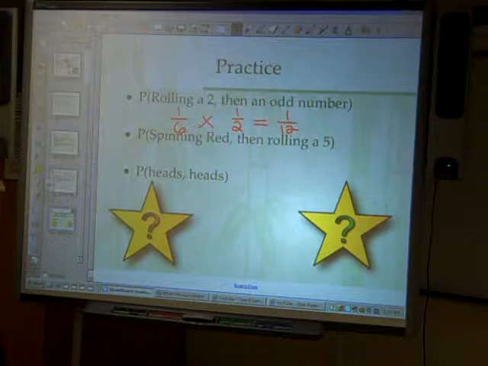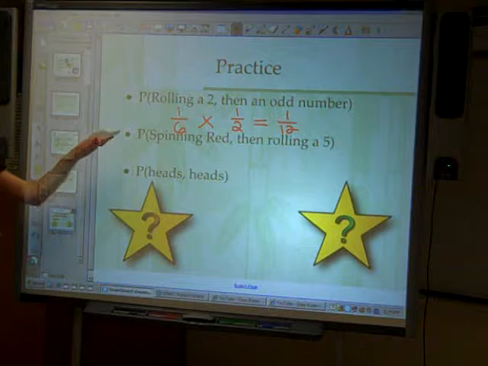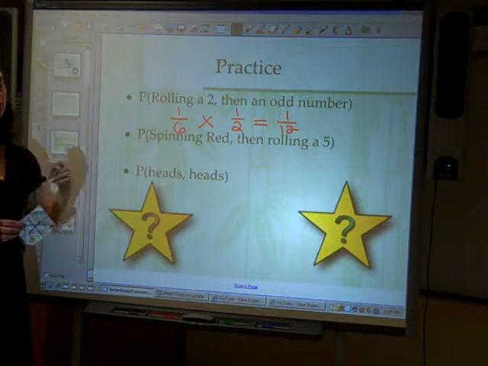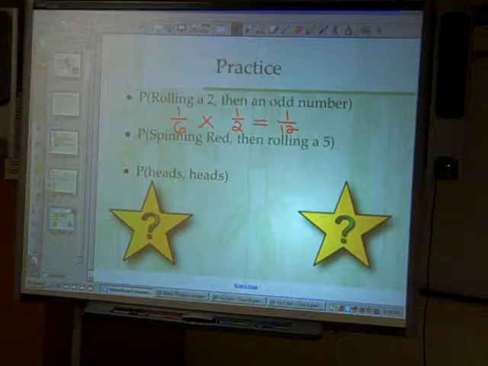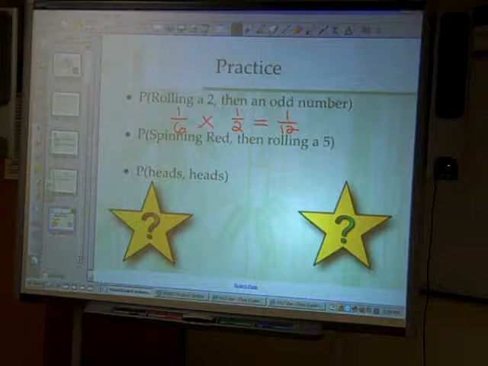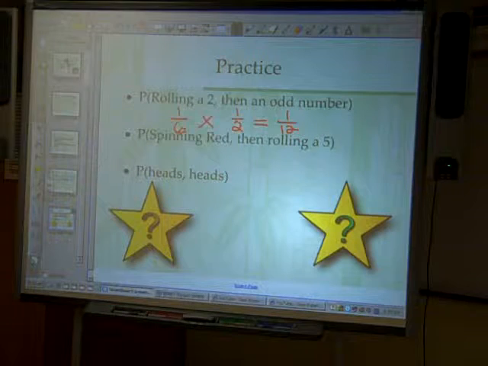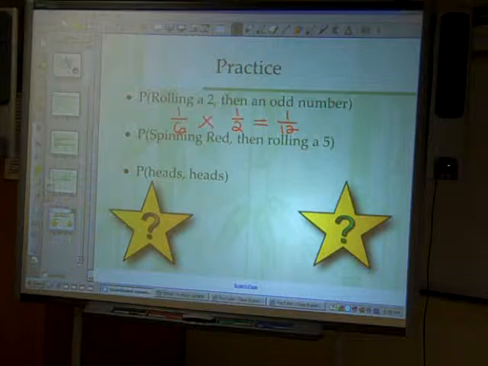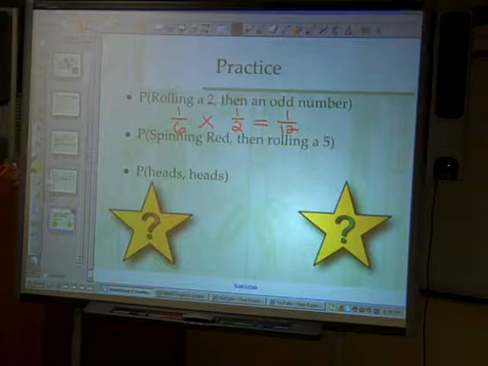And next, I want you to move on. What's the probability of flipping a coin and it lands on heads, and then flipping another coin and it lands on heads? So I'm going to use my same volunteers from before. Nick, do you think you can come up and find that probability? Yeah. Okay, come on up. Try it.